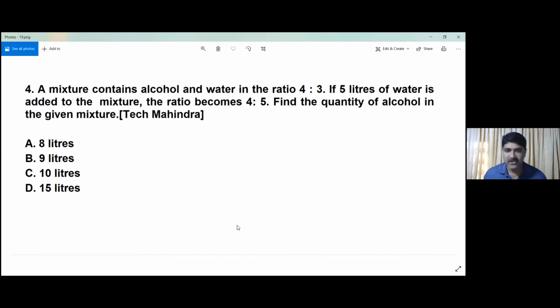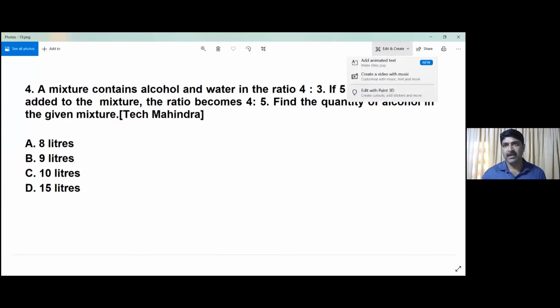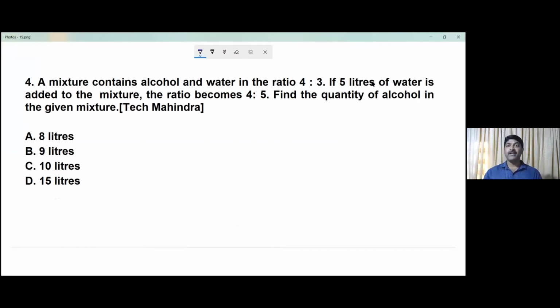Okay, now we can check. So there is another ratio trick. A mixture of alcohol and water in the ratio. So here, find the quantity of alcohol in the given mixture. Again, we are following the same trick which we applied earlier. So alcohol, it's denoted by 4.